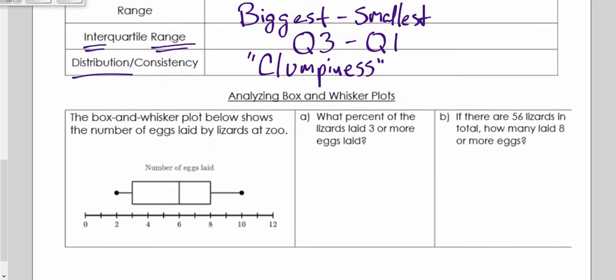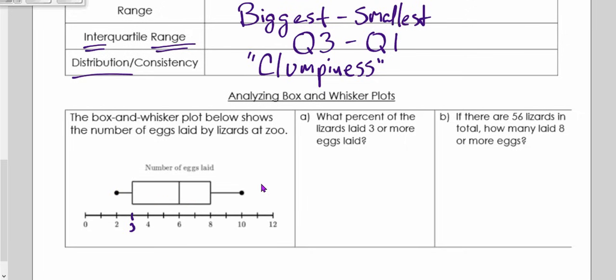All right, so we have this box and whisker plot that's showing the number of eggs laid by lizards at the zoo. So this is showing that at least one lizard laid 2 eggs. Looks like one probably, or at least one, laid 3. Some of them laid 6, some laid 8, some laid 10. So basically, these are just showing different data points. And then there are ones in between that are represented in here that we don't really see, but we at least see those 5 numbers represented on the box and whisker plot.